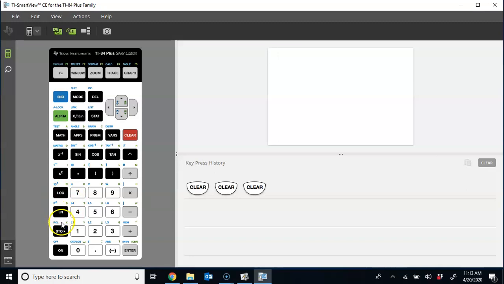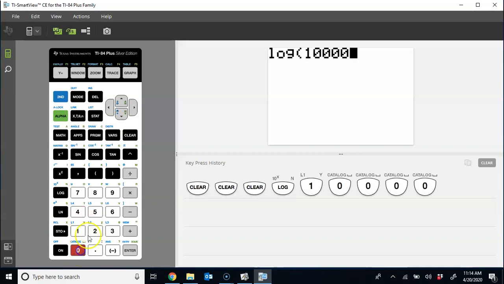Now, here's the cool thing about the TI calculator. Look right above the log here. There's a 10 to the x. That's a reminder that this is base 10. E to the x is also above the natural log. That's base e. So when you do a log of 1,000, like we did a minute ago, you get 3 because 10 to the third power is 1,000.